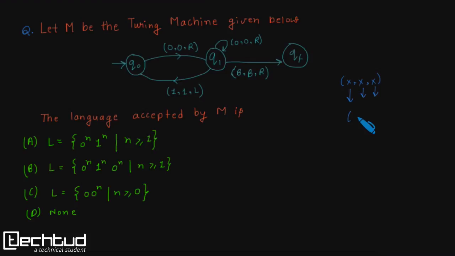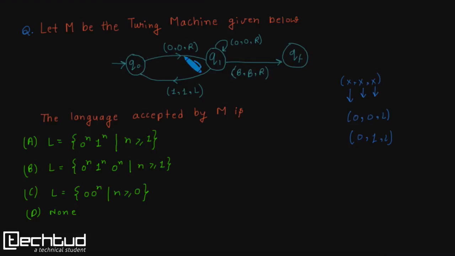If it is written somewhere that 0, 0, L or 0, 1, L, this means you are at 0, you will leave it at 0 and you will move in the left direction. And the second means you are at 0, you will change it to 1 and you will move to the left direction. I hope you understood this notation. This notation is used in this problem.